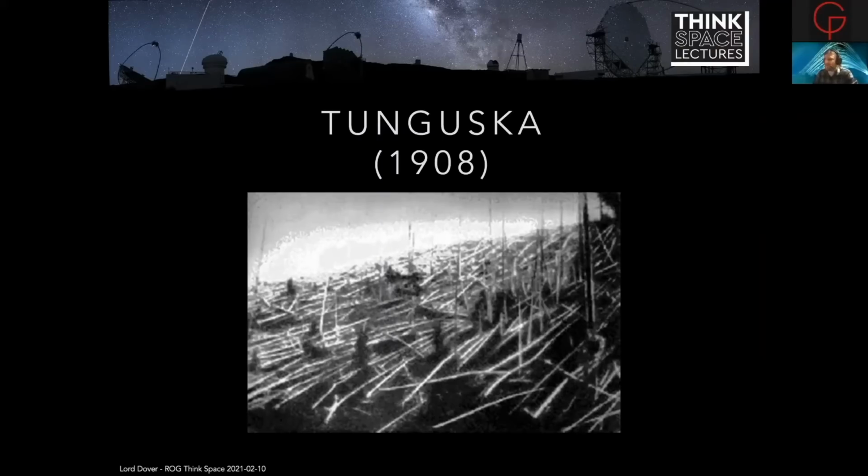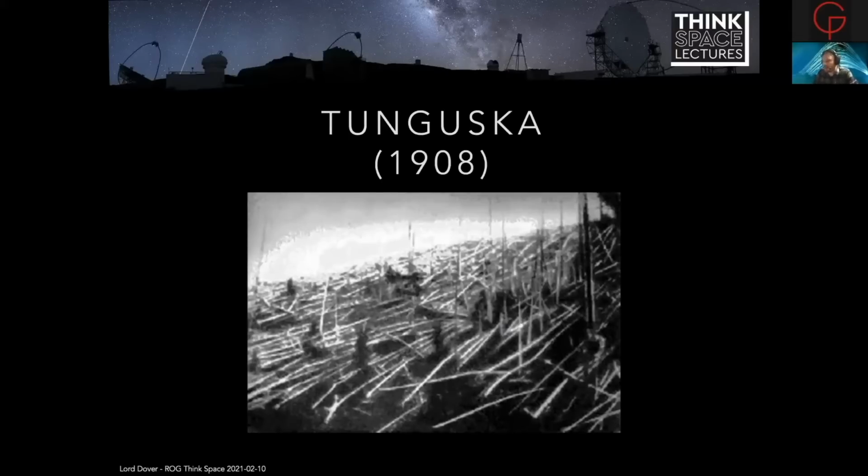But what they did find is that every single tree in a huge, huge area had been knocked down. And that's what this photograph is actually showing us. This is all trees that have been knocked over. And millions of trees were knocked over by this explosion. In fact, we think this explosion was probably bigger than most nuclear bombs are.